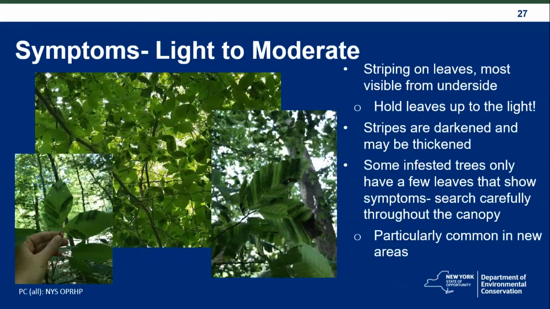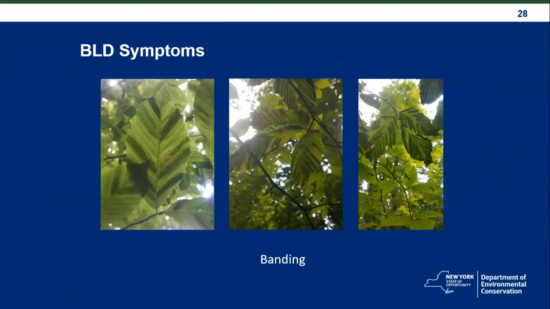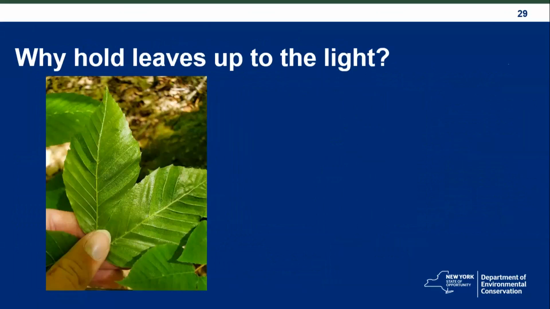Beech leaf disease symptoms are variable, so I'm now going to show you several more examples of the symptoms as well as other beech problem lookalikes that you could encounter. Here you can see some examples of light to moderate banding. The dark striping on the leaves is most visible looking upward through the light. Next. Here are a few more good, clear photos of the dark banding. Next.